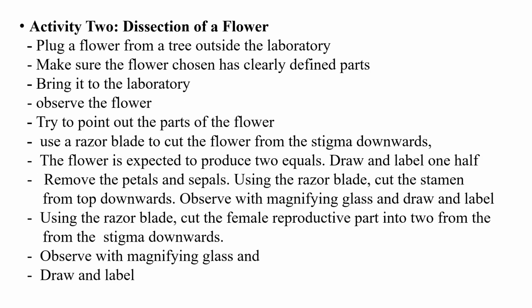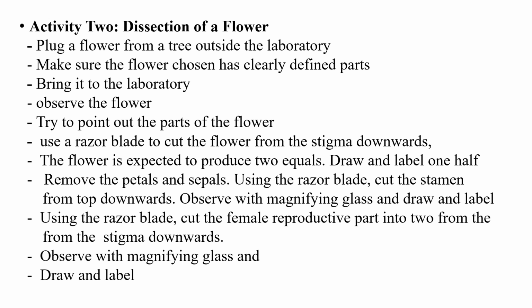Then the next activity is how to dissect a flower. You pluck another flower, and you make sure that this flower also has its parts clearly defined. You bring that to the laboratory, you observe the flower very well, and you try to identify or point out the parts of the flower. You use your razor blade to cut the flower longitudinally, that is downwards from top down. When you do that, the flower is expected to produce two equal parts. You take one part, you draw and label fully.